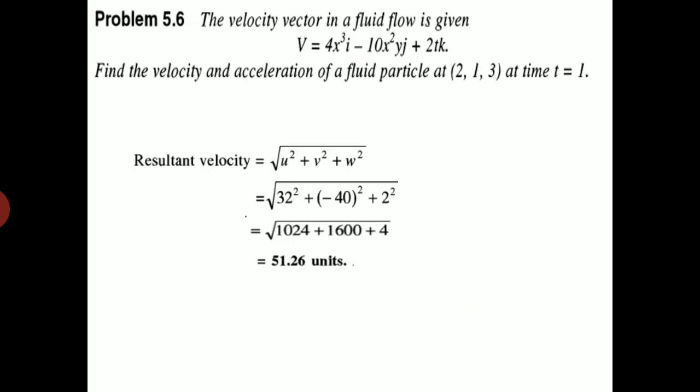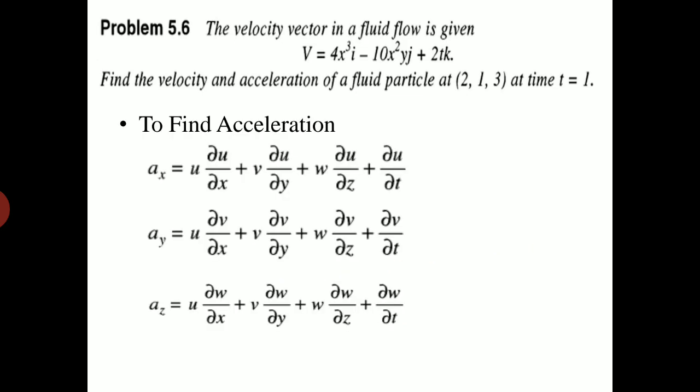Then we calculate the resultant velocity, represented by the formula under root u square plus v square plus w square. We have u is equal to 32, v is equal to minus 40 and w is equal to 2. Substituting these values, we get 51.26 units. Next is to find the acceleration. We have the acceleration formulas given as ax, ay, and az.